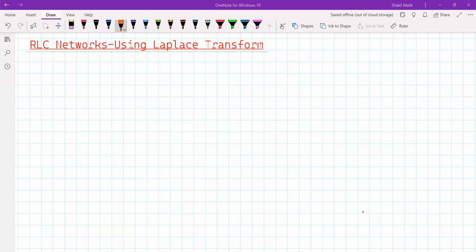Welcome. In this session, we'll find the solution of a network, or solve a network problem, using the Laplace transform approach. So let's suppose we have an example. Say we have a network. There's a switch in the network.